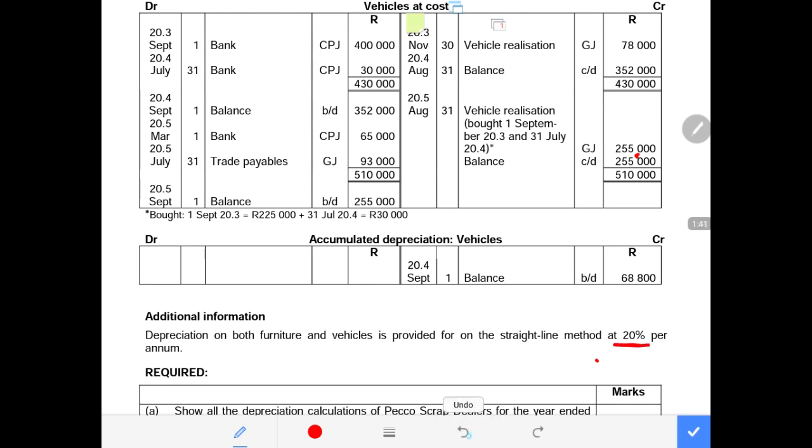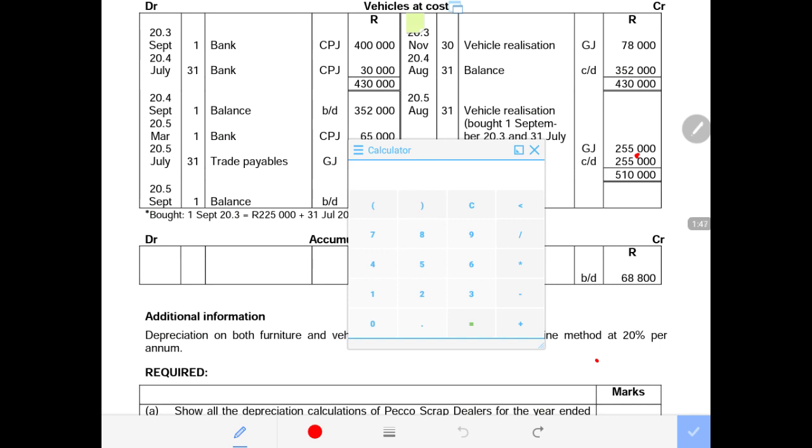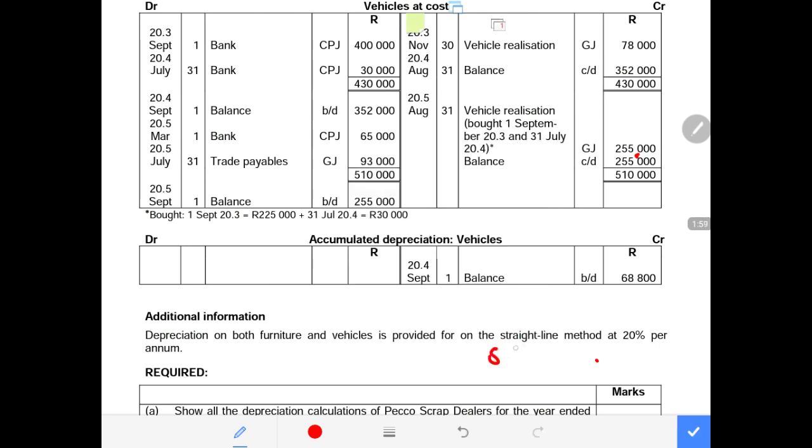I want you to be able to convert the percentage into useful life, meaning the number of years, because 20% is 20, 20, 20, 20, 20 for 5 years, which is 5 times in other words. So we can say 100 divided by 20 gives us 5 years. That means our furniture and our motor vehicles are depreciating over a period of 5 years.